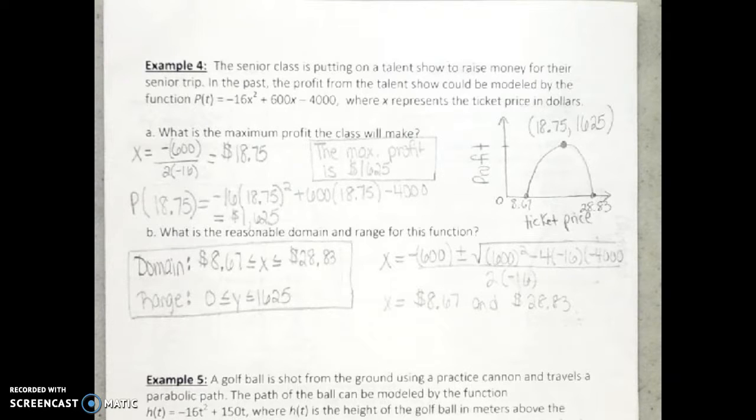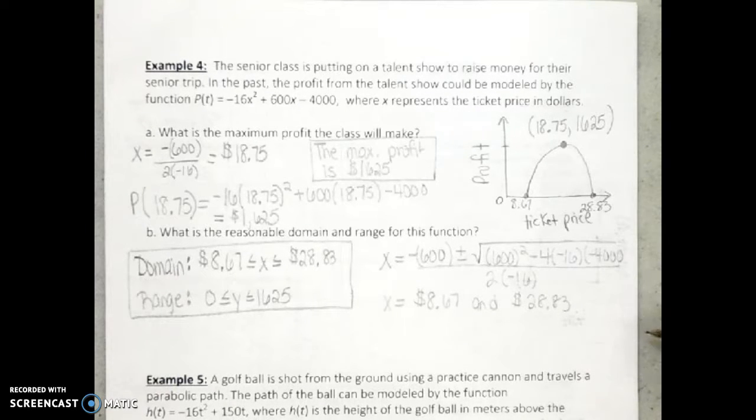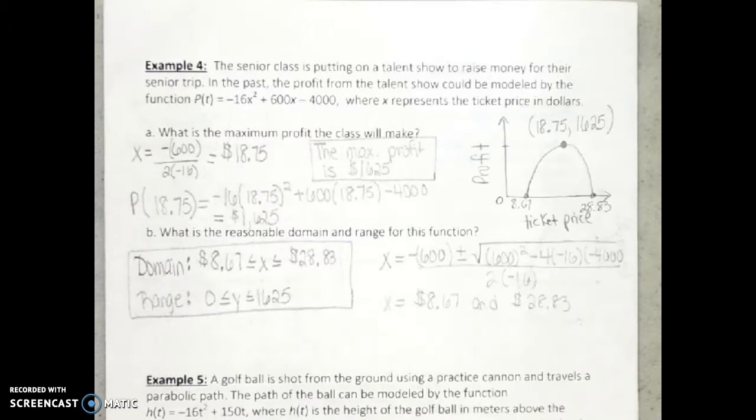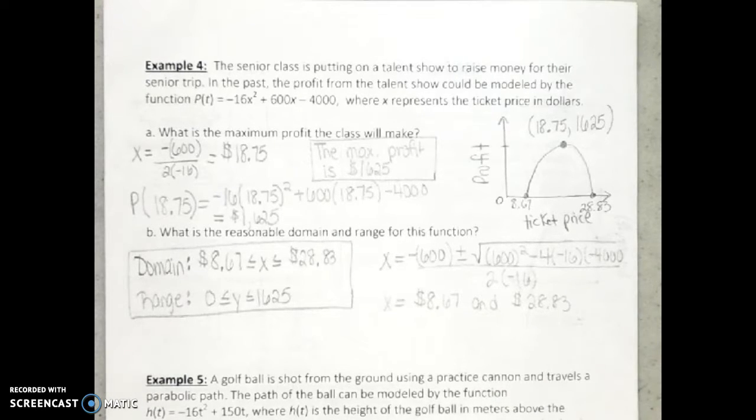In order to do domain, I had to calculate my x-intercepts, my zeros, the roots, the solutions. And the method I chose to use was the quadratic formula, because honestly, I did not want to try to factor or complete the square with these numbers. So when I did the quadratic formula, I found two answers. One ticket price could be $8.67 and another ticket price could be $28.83.